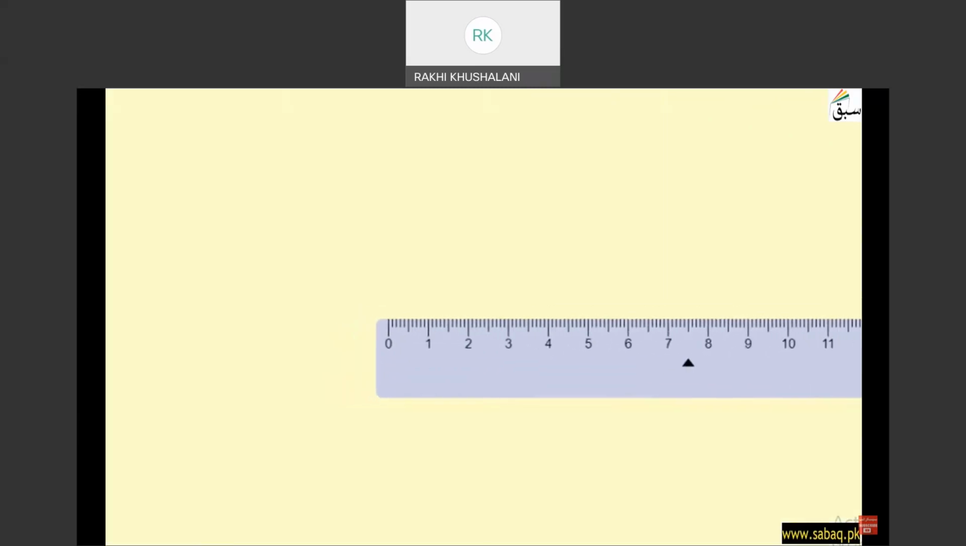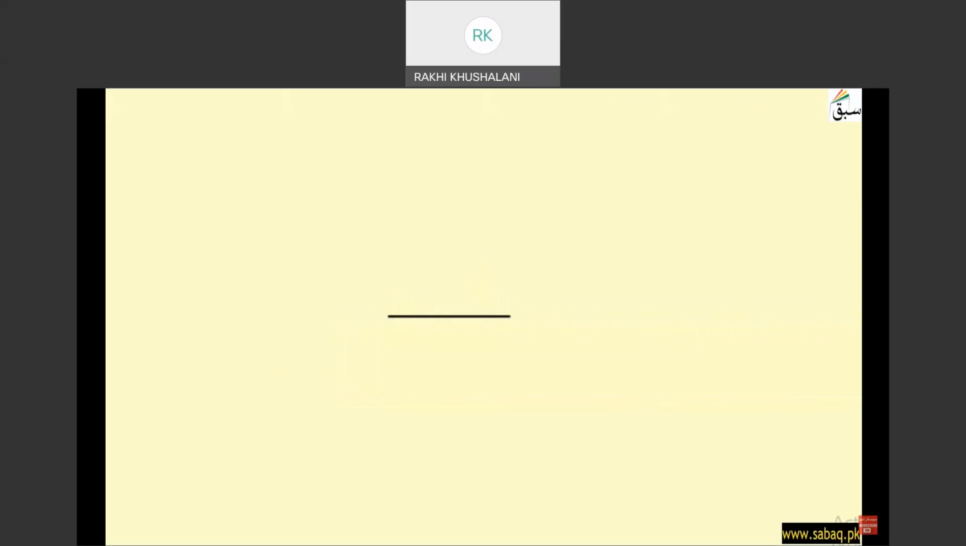Now let's come to our construction toolpad. I'm using it for you. You keep your pencil, you take your scale and you draw a 3 centimeter distance. Okay, 0 to 3 or 3 to 0. This is a line segment you have drawn which is 3 centimeter.